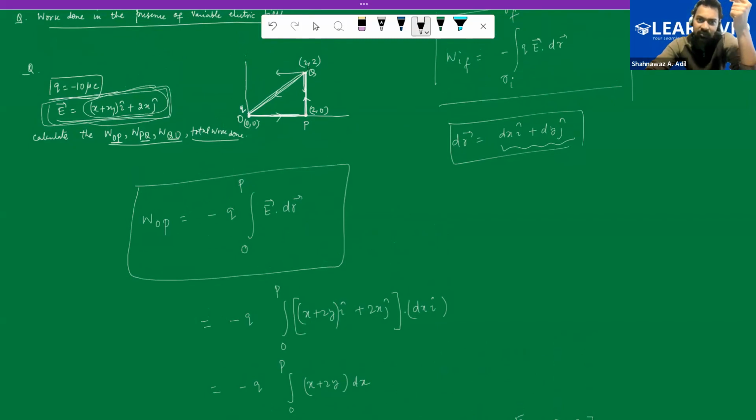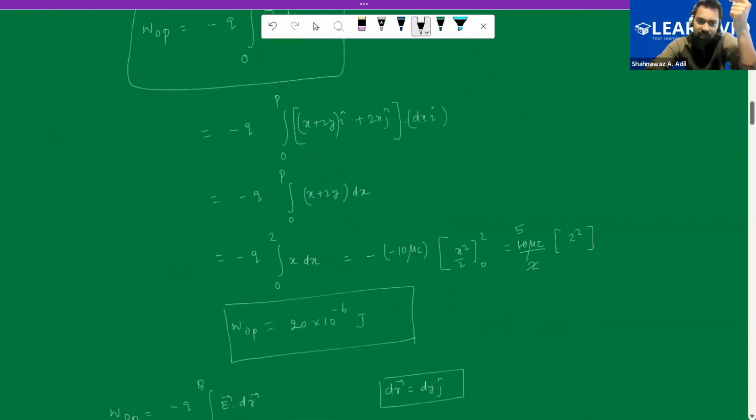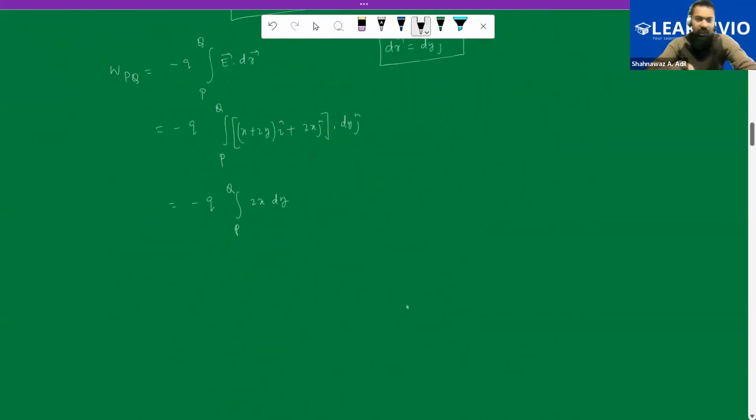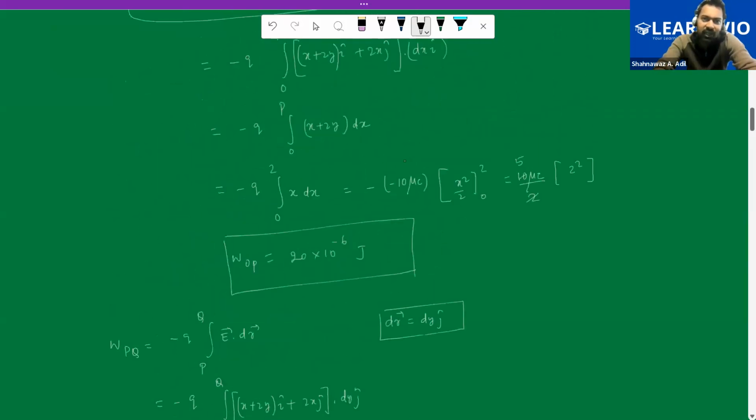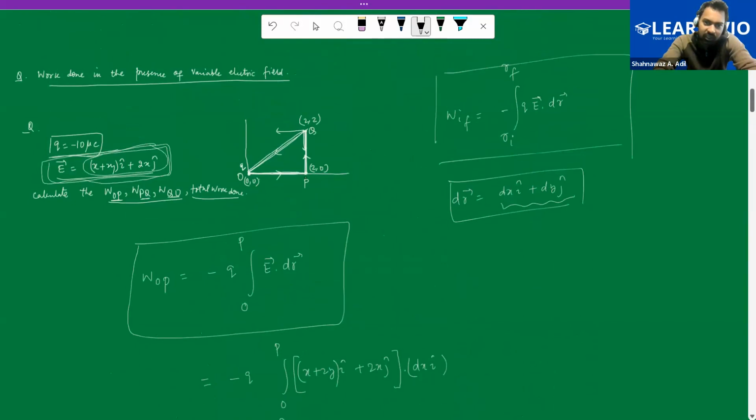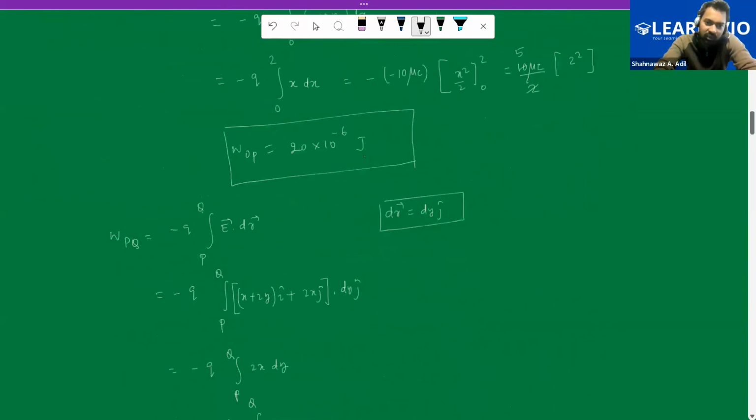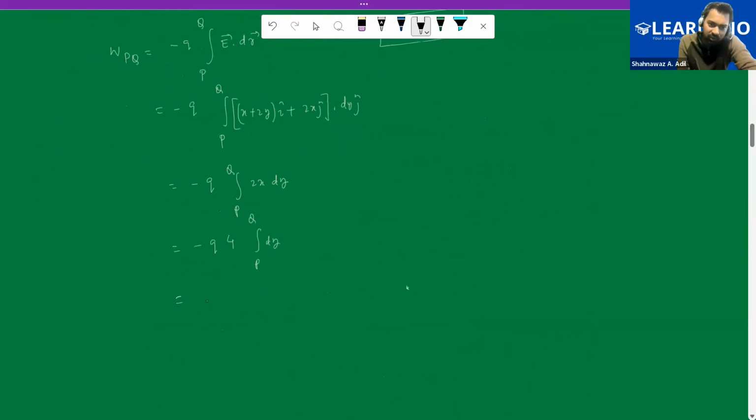X is 2, right? So we can just put that value. X is 2. And this is 4. So 4 is taken outside and this is only dy. So from where is it varying? What is the limit? It is from 0 to 2 again, right? So from 0 to 2, and this is dy. So this would be simply y minus 4q, and the y limit is 0 to 2.